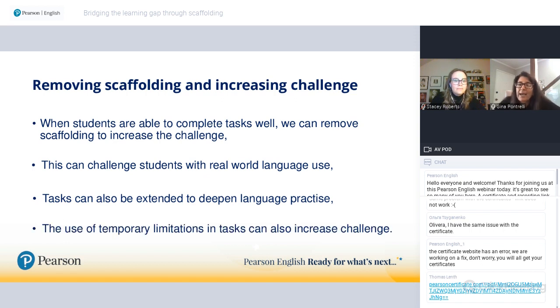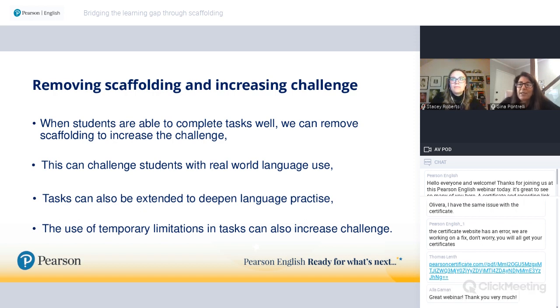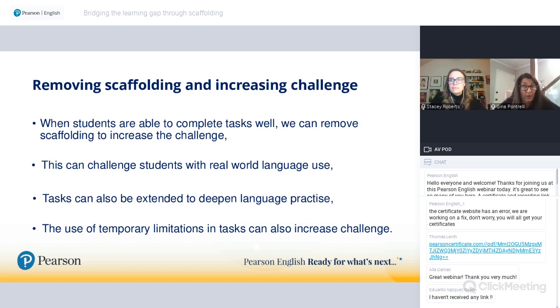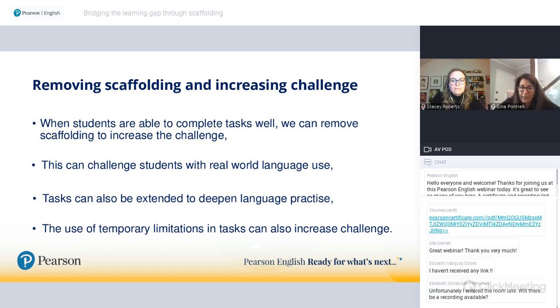And another way to make tasks more challenging is to set up temporary limitations. For example, we can ask students to use very specific vocabulary, a certain amount, say 10 words, 5 sentences, 3 ideas. And we can ask the student to use specific sentence structures. We can also remove visual support, for example, using audio only instead of video and audio. And by providing extra support or removing scaffolding according to student performance, we can really challenge students according to their needs.